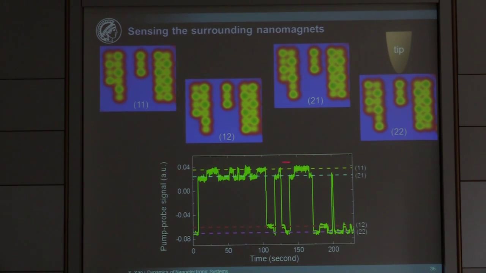Also, as you can see, the big jump is caused by the switching of this nanostructure, because these two are near each other. So the interaction is strong, and it causes a strong jump in the pump-probe measurement. Also, this one is slightly further away, and this switching is caused by this nanostructure. And this one is less stable than that one. You can see there are 2 atoms fewer than in this nanostructure. So this is how we use it to sense the spin state of the surrounding nanomagnets.